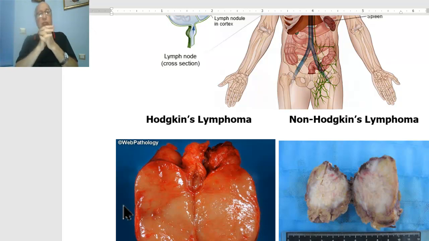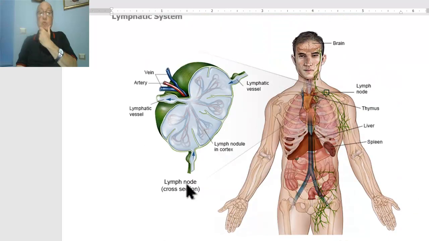Since Hodgkin lymphoma is a malignant tumor, what are the methods of spread of this malignancy? Like any malignancy, spread may be direct, lymphatic, or blood spread. We said that direct spread to the capsule and surrounding structure is delayed. Blood spread to extranodal organs like liver, spleen, bone marrow is also late. But lymphatic spread is common. And the main line of spread of lymphoma is lymphatics.